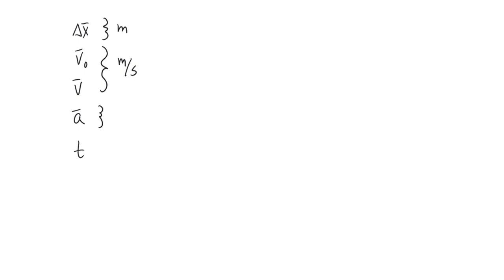And let's begin by, I guess the best way I want to do this is to begin by saying, look, we have a group of variables. These are the motion variables. 4 of them are vector values. 2 of them are measured in meters per second. 1 of them is measured in meters. 1 is measured in meters per second, and 1 is measured in seconds.